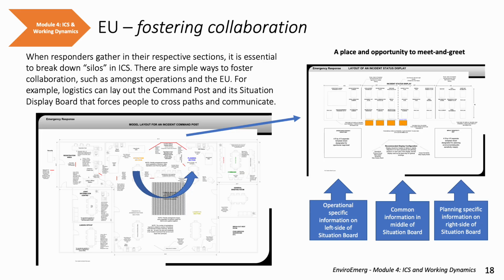An example would be operations-specific information on the left side of the situation board, such as an operations map showing their divisions and their assignments. In the middle would be common information that the whole incident management team would get access to, such as weather or the incident action plans. And to the right could be planning-specific information like oil sensitivity maps or oil trajectory maps, and they would be posted there. This brings people together. It builds a common operational picture and makes sure everybody is working according to the same information.